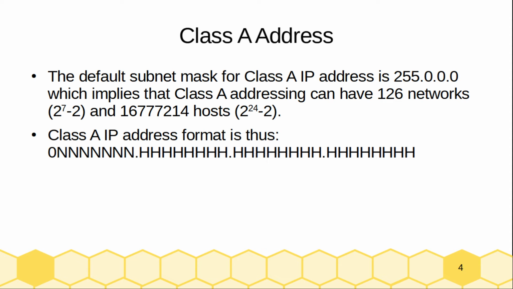The default subnet mask of the class A IP address is 255.0.0.0, which implies that class A can have 126 networks, which is 2 power 7 minus 2, and 16,777,214 hosts, which is 2 power 24 minus 2. That means the class A IP address format starts with 0, the first bit of the first octet is always set to 0. If we encounter a first bit of 0, that means this is a class A IP address.